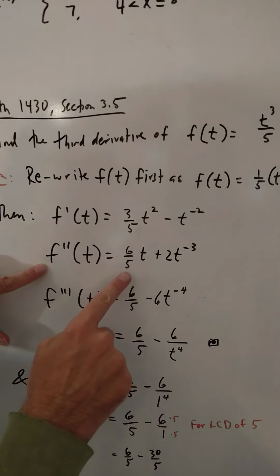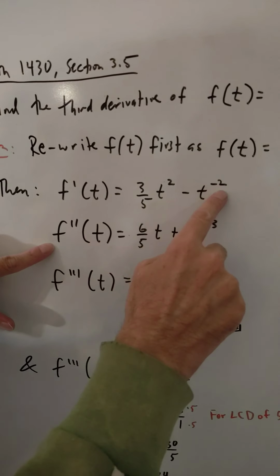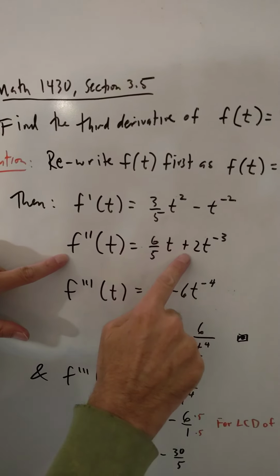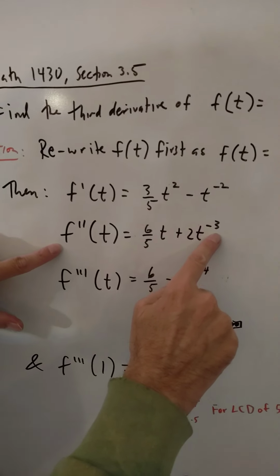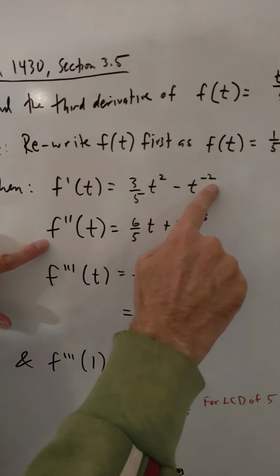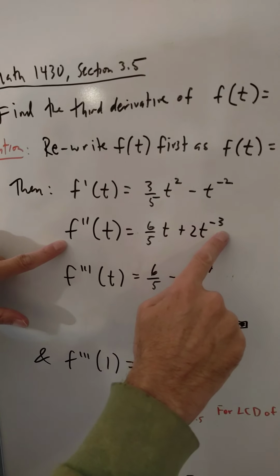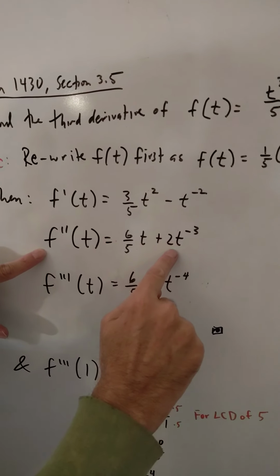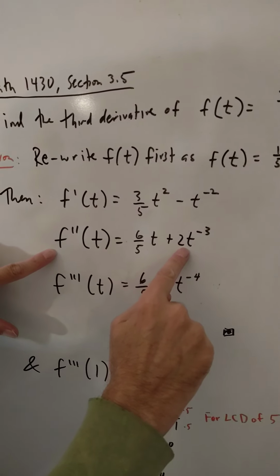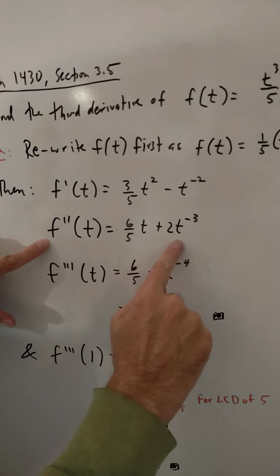So f double prime of t is going to be 6/5 times t plus, because the minus 2 times a minus is a plus 2t. Don't write negative 1 here. That's a common mistake. What is this negative 2 minus 1? It's a negative 3. Okay, and that's it for the second derivative. Let's not rewrite this as 2 over t cubed, because then it's harder to take the derivative. Since I want to do a third derivative, leave it in this form, because this is derivative friendly.